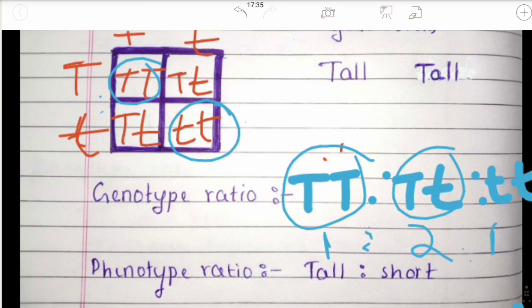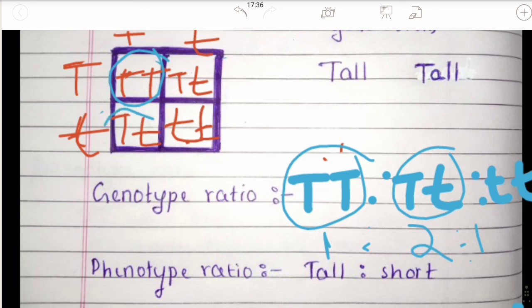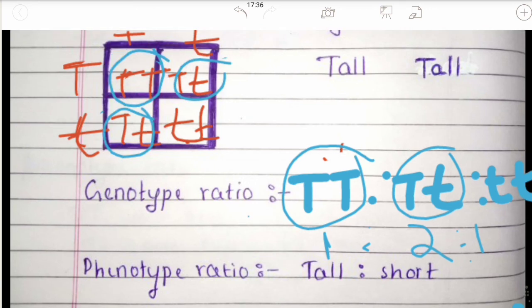Now let's calculate the phenotype ratio, that is the physical character. There is one tall plant, two tall plants, and three tall plants. So there are three tall plants. Three tall plants to how many short plants? One short plant. So 3:1 is the phenotypic ratio.